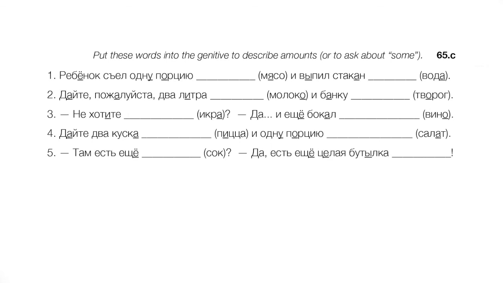4, give me 2 pieces of pizza and 1 portion of salad, 1 serving of salad. Дайте 2 куска пиццы и 1 порцию салата. 5, is there any more juice left, right? Okay, sounds like a partitive genitive, right? Do we have any more of juice? Там есть еще сока? Да, есть еще целая бутылка сока. Yes, there's still a whole bottle of juice.